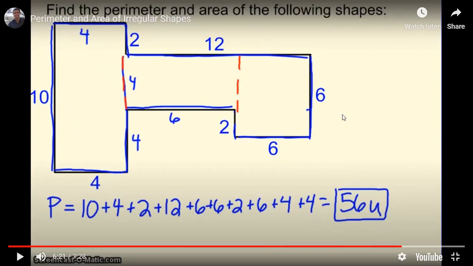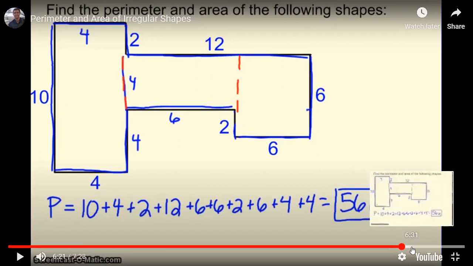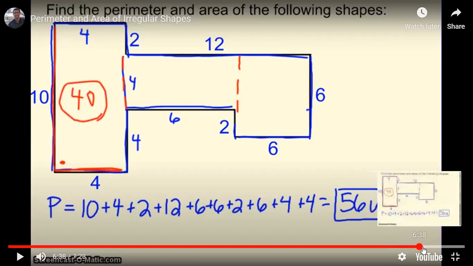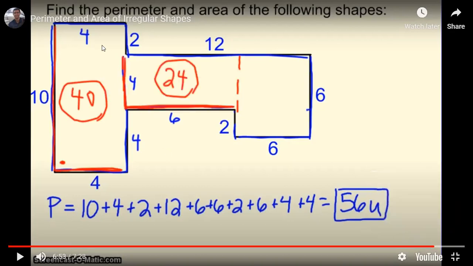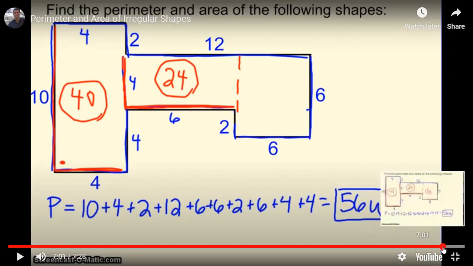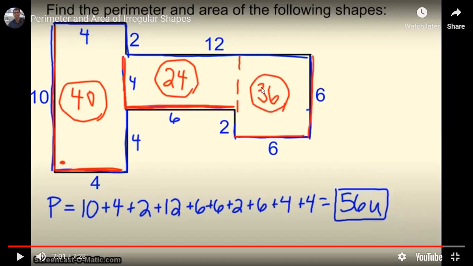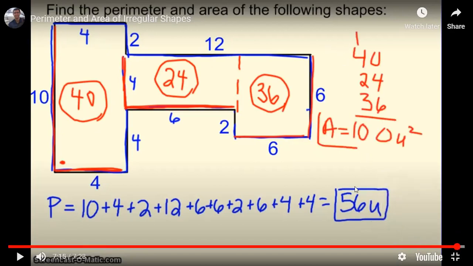So we have to calculate the area for each figure, and by the end we are going to add all of them together. The first one was 4 times 10, which equals 40. 6 times 4 equals 24, and the last one is 6 times 6, equal to 36. By the end, we have to add all 3 regions together. So the answer will be 100 square units.